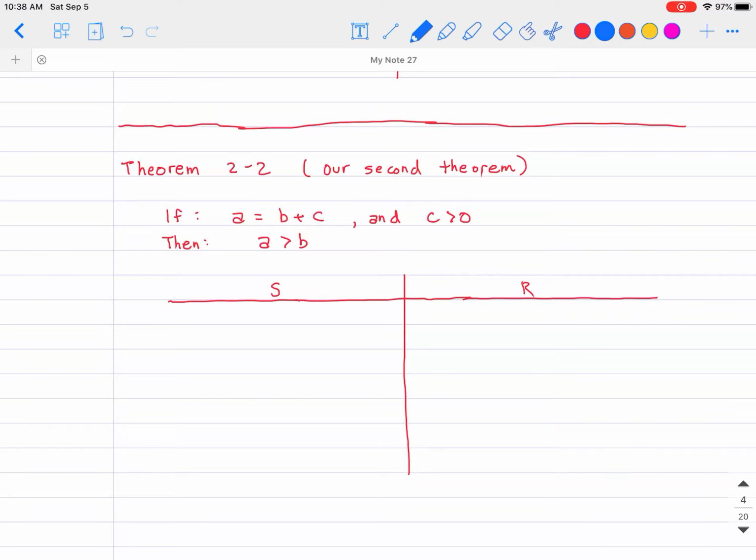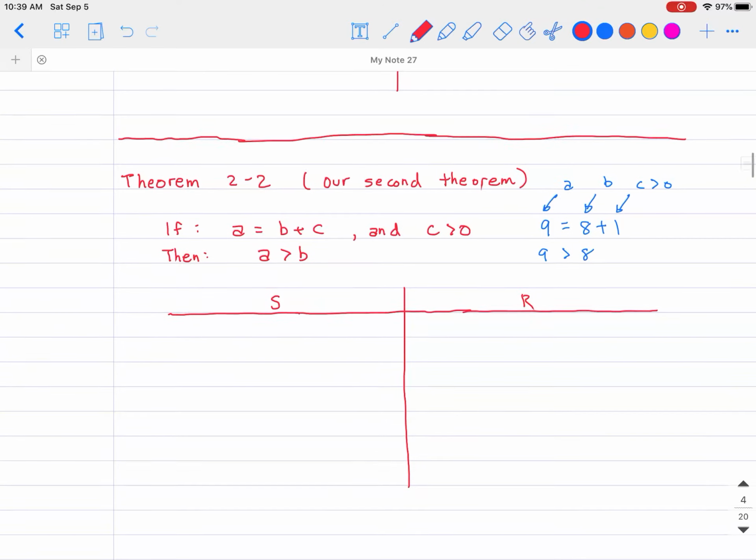Once again, I'm just going to show you with some real numbers to see how it works. Let's say, for example, that 9 is equal to 8 plus 1. So you can see that 9 is going to be my a, 8 is going to be my b, and c is going to be my 1, which is definitely greater than 0. According to the theorem, that means that 9 is greater than 8. So yeah, that definitely is true.